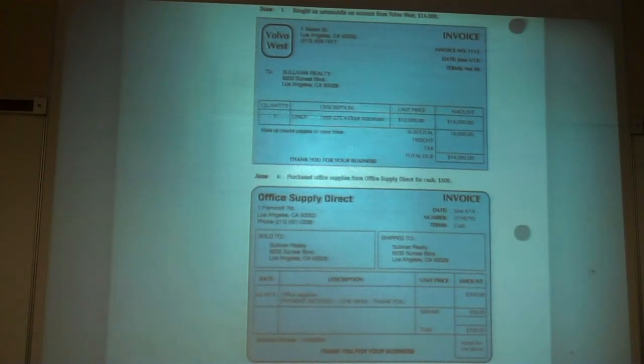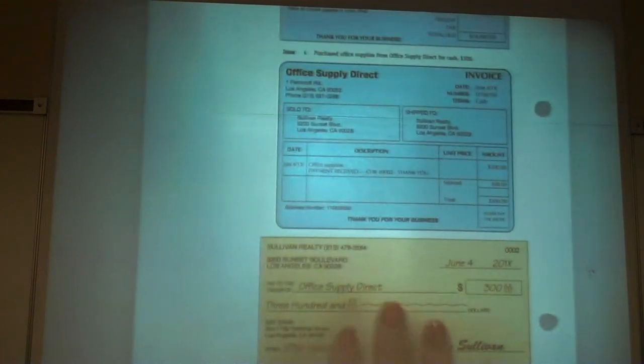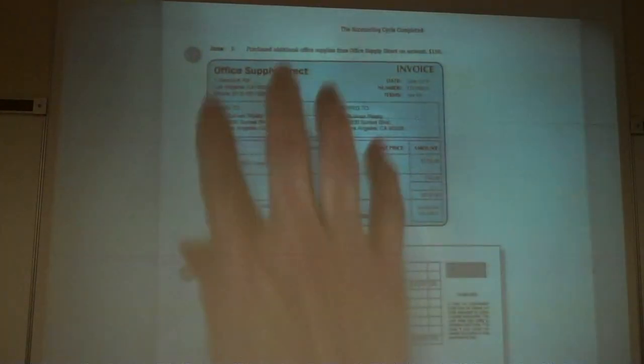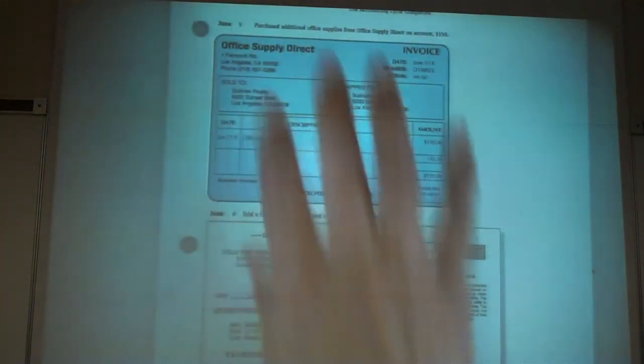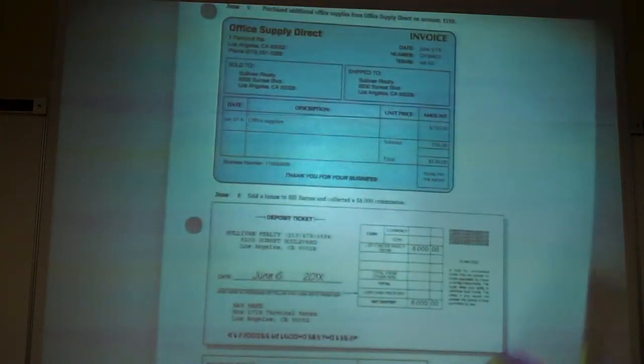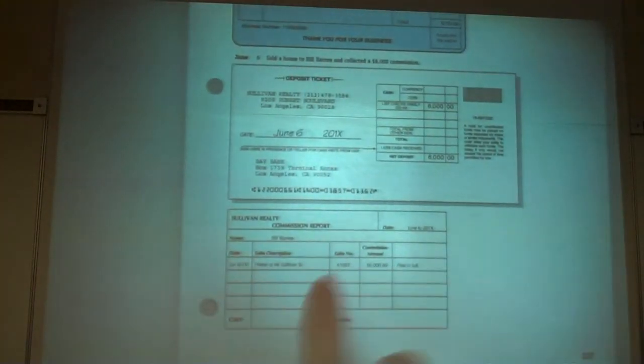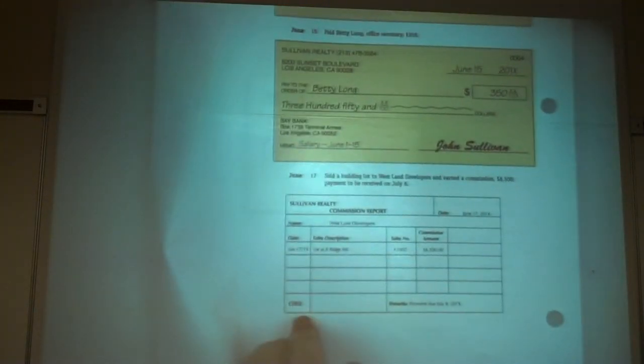We have an invoice. We have another invoice from Office Supply Direct. And we have another check. On June 4th, we did 2 transactions. And it has the date, and I'm just going through it quickly until we get through June. I want to read the instructions for June. All right, here's another invoice, here's a deposit ticket, here's a commission report, 2 more checks, another commission report.